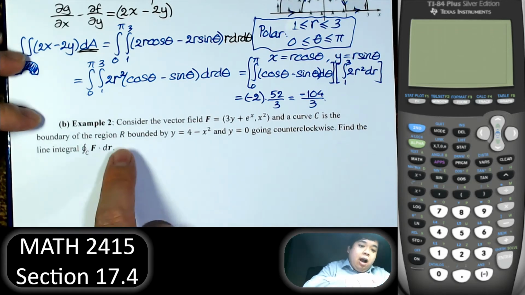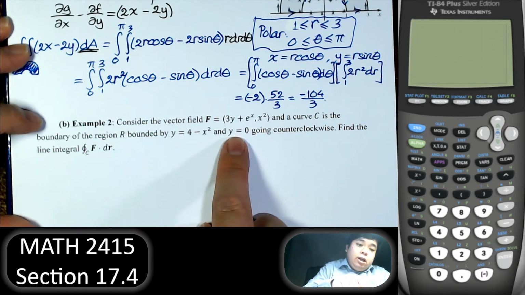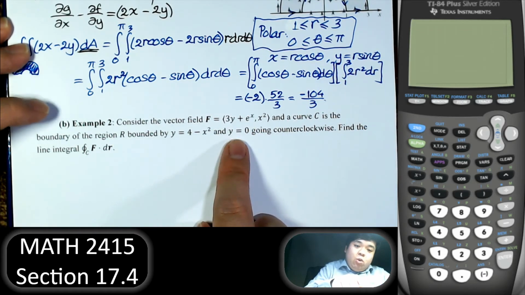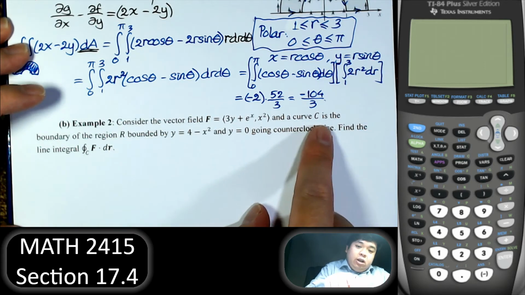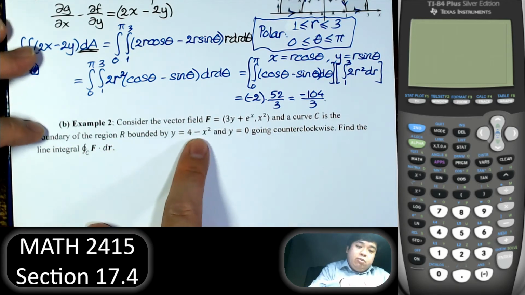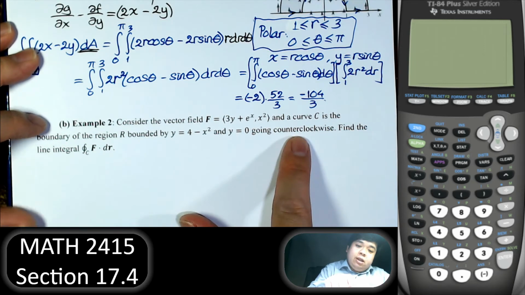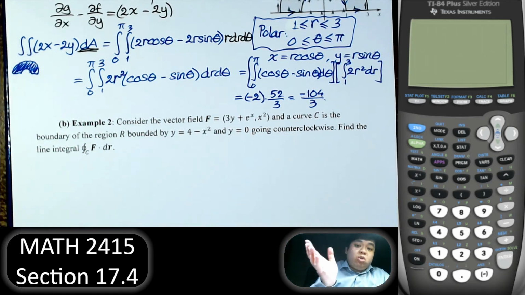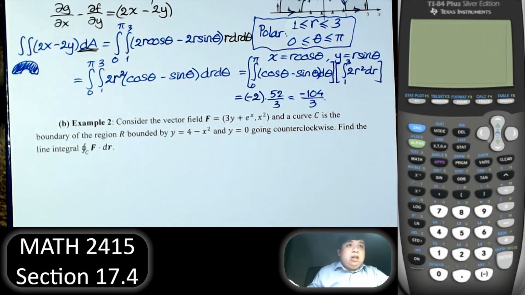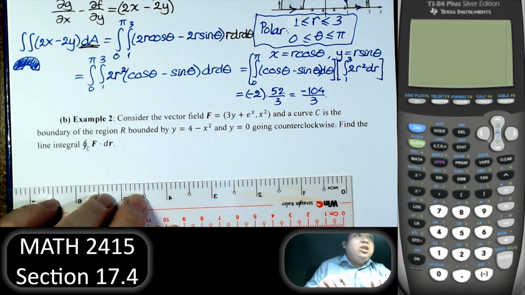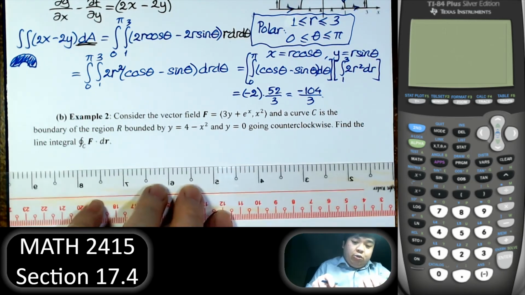Right. Next, we will do this one and consider the vector field on the curve on the boundary of the region bounded by those two functions, going counterclockwise, of course. Those are all the ingredients for Green's theorem. Find the line integral. So in this case, once again, we can use Green's theorem for the interior. It will be easier to evaluate.